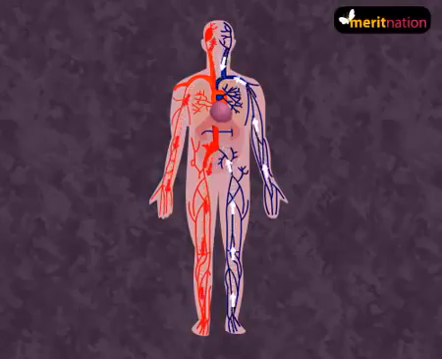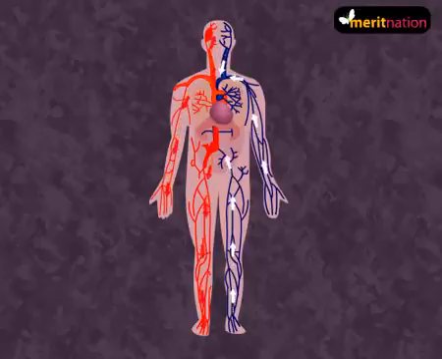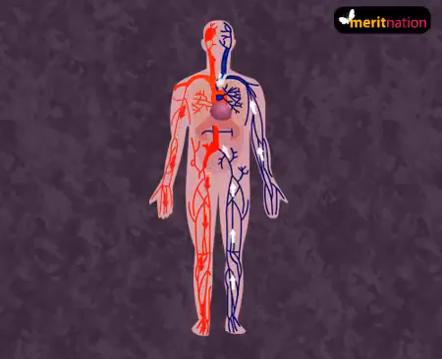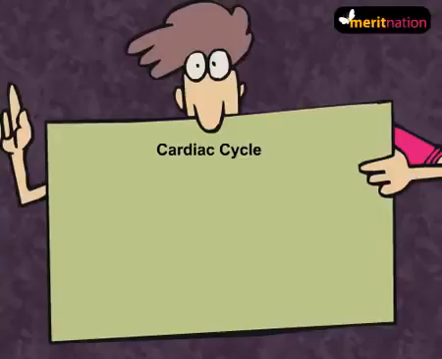Our heart is an important component of the cardiovascular system. It creates pressure every time it beats. This pressure moves the blood to every cell in our body. Now let us see what the cardiac cycle is.